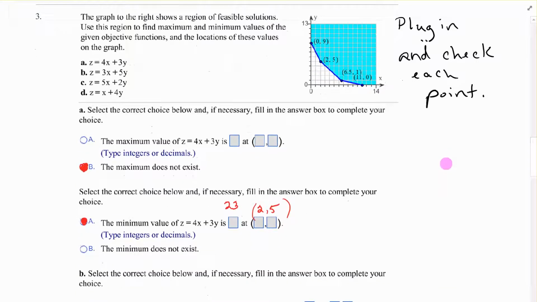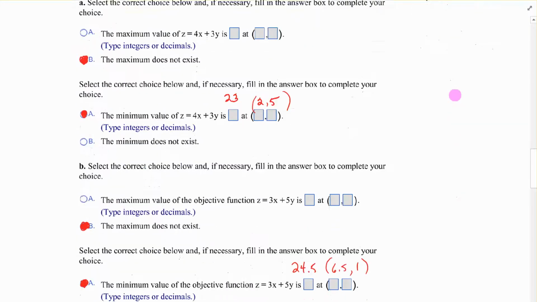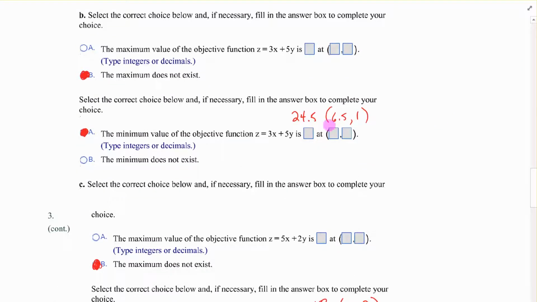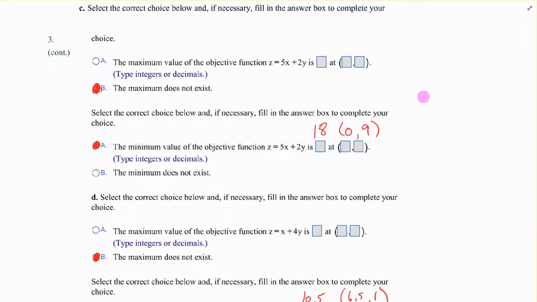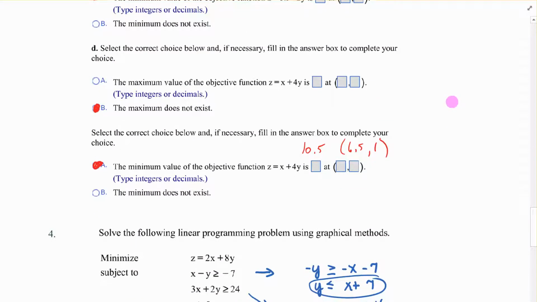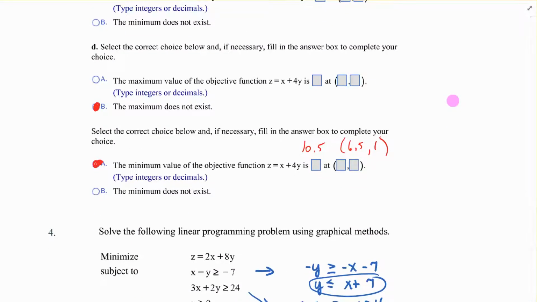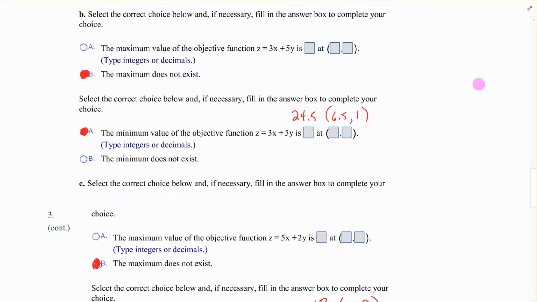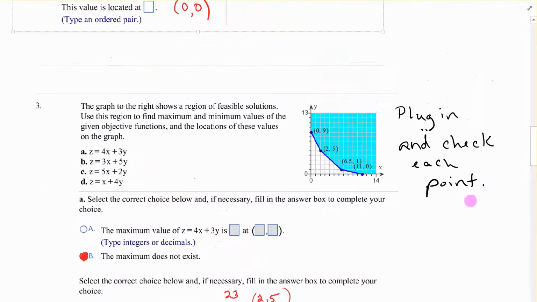So you're going to plug in these points in each of these functions and find the max and the min. Again, for B, the max doesn't exist, the min is this, and you can try those, plugging them in, making sure you get that. 3, max doesn't exist, there's the minimum. D, same thing, max doesn't exist, the minimum is 10.5. All right, so those are just giving you a picture with the points.